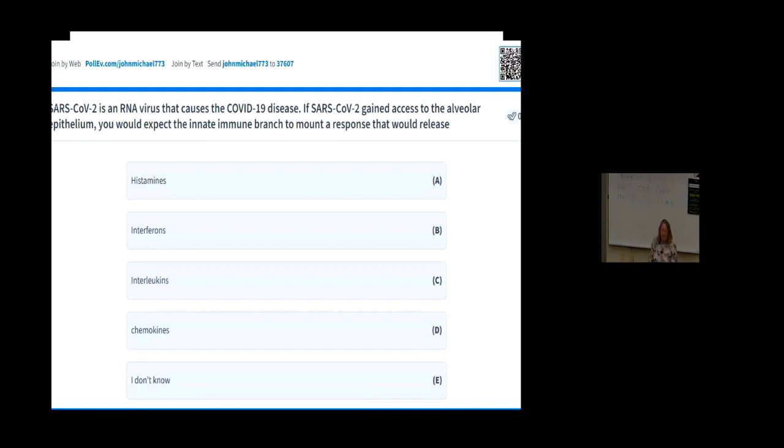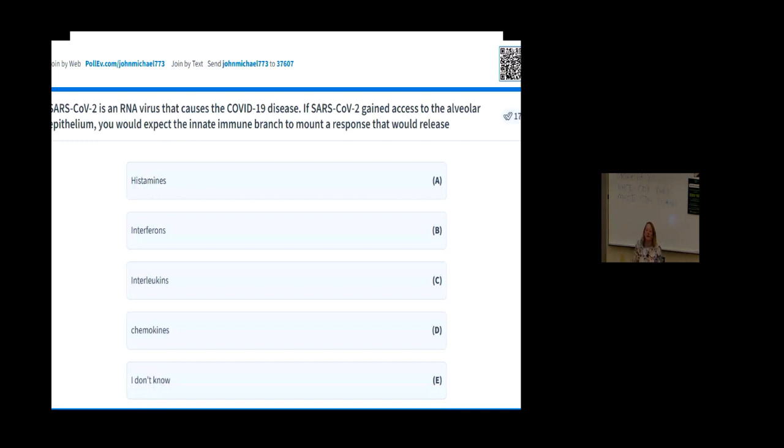Okay, here's another one, SARS-CoV-2. It's an RNA virus that causes COVID-19. I'm sure you guys have heard lots about it by now. If SARS-CoV-2 gained access to alveolar epithelium, you would expect the innate immune response to mount a response that secretes. So if you get infected with COVID, what is your innate immune response going to release? Histamines, interferons, interleukins, chemokines.